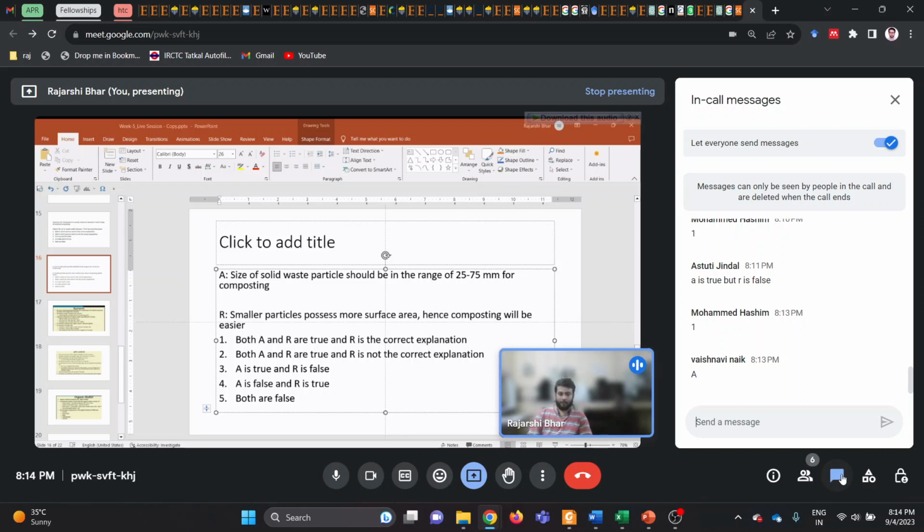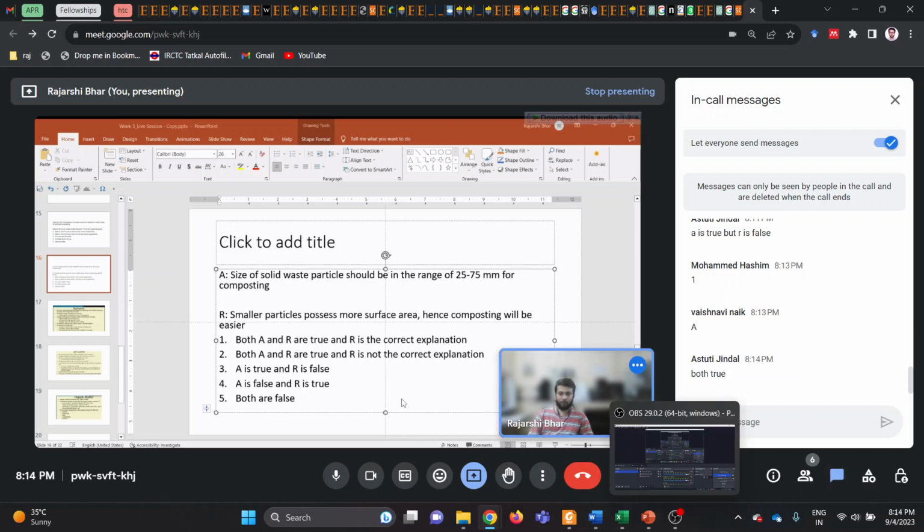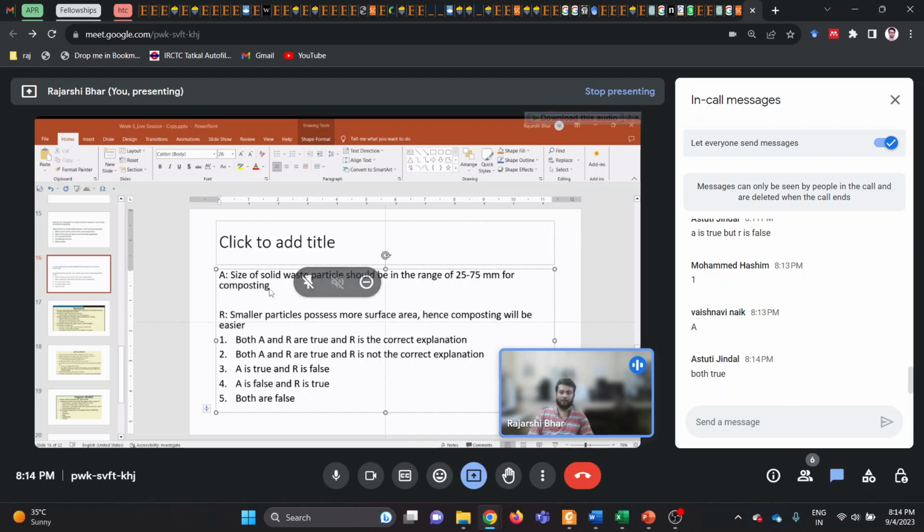Okay, option A, that is the correct answer, because we have already seen that 25 to 75 mm is the optimum or the desired particle size during composting. The reason is it should be smaller in size, because the more the surface area, the easier will be the reactions, and then better will be the compost. So both are true, and R is the correct explanation for the assertion.